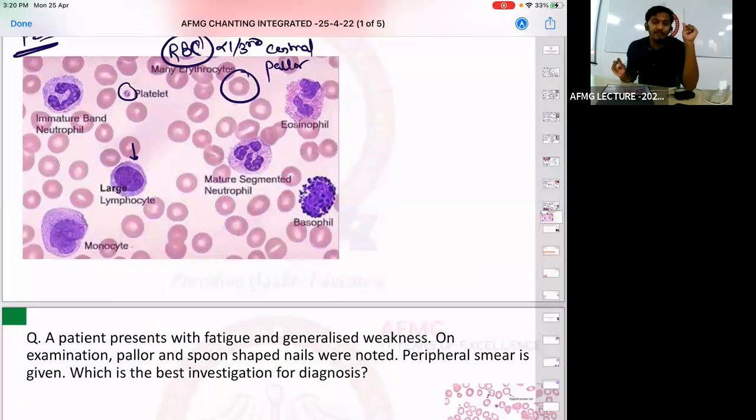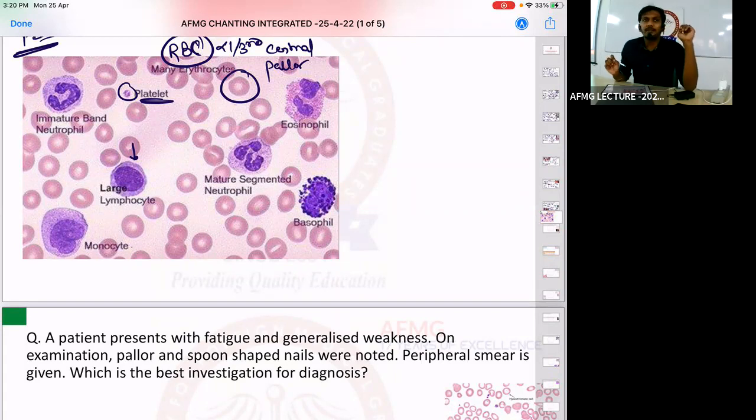Next one. The smallest cells on a peripheral blood smear are the platelets. Now talking about the WBCs where there is confusion. First, the granulocytes: these are three, neutrophils, eosinophils, and basophils. Most abundant are neutrophils. Out of the total WBC, we have 50 to 70% neutrophils.